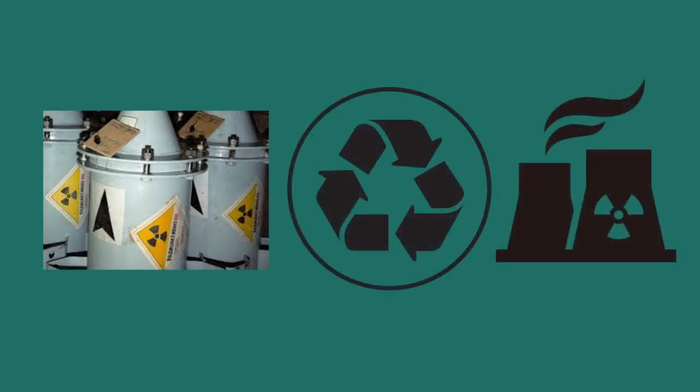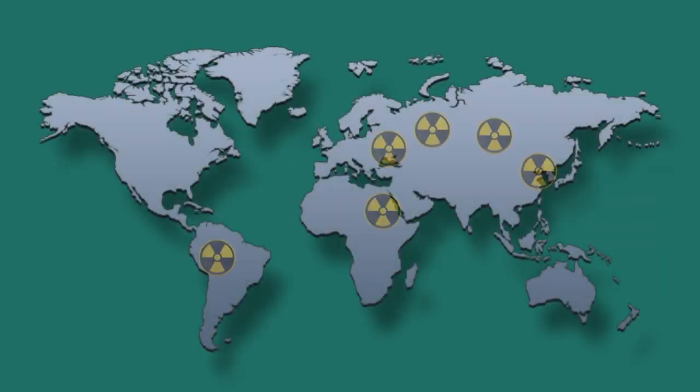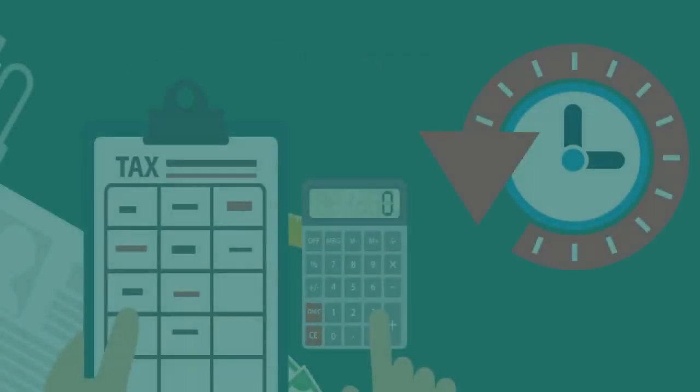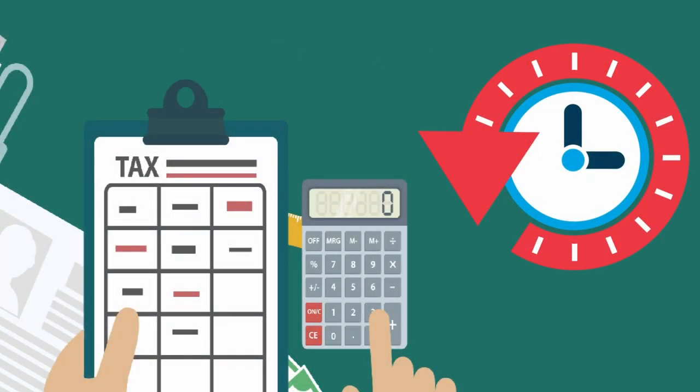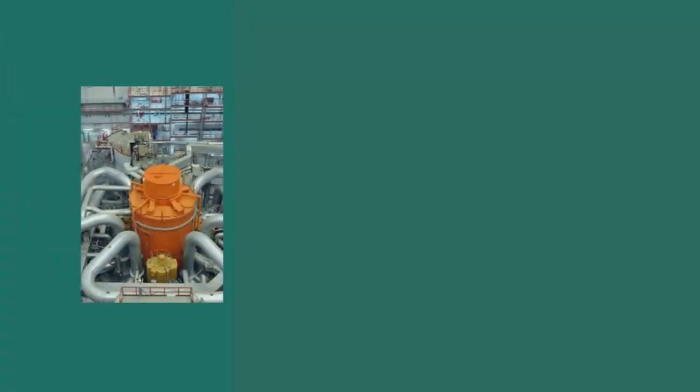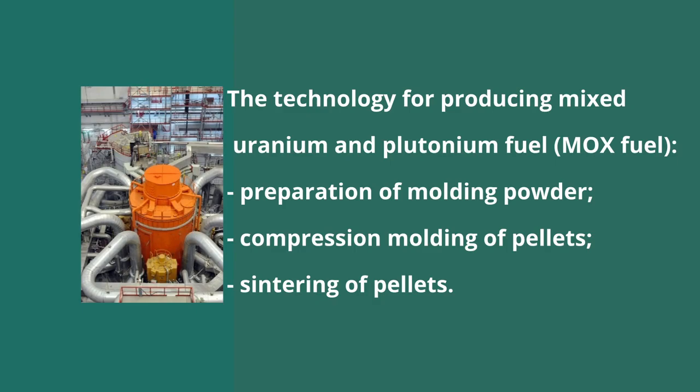There is a large amount of previously buried nuclear reactor fuel containing uranium-238, and according to preliminary estimates, it will last several hundred years. The technology for producing mixed uranium and plutonium fuel, also known as mixed oxide fuel, MOX-fuel, for slow neutron reactors includes 3 stages. Preparation of molding powder. Compression molding of pellets. Sintering of pellets.